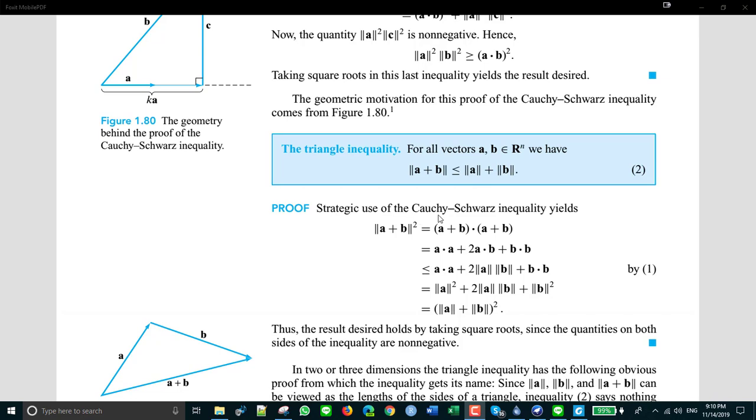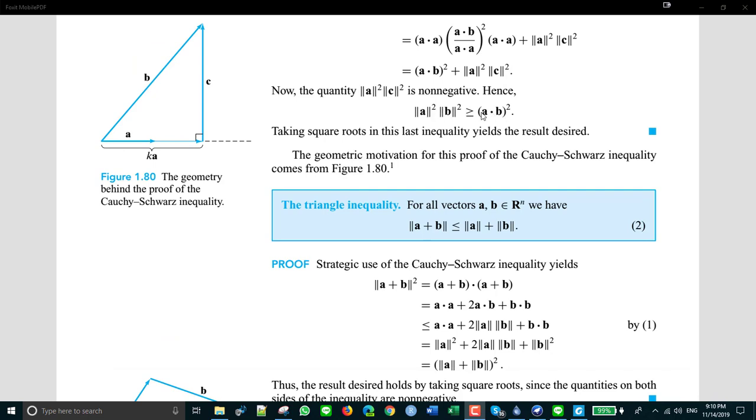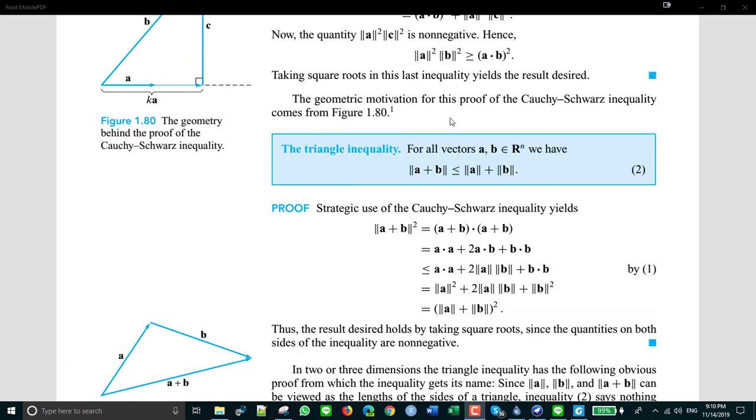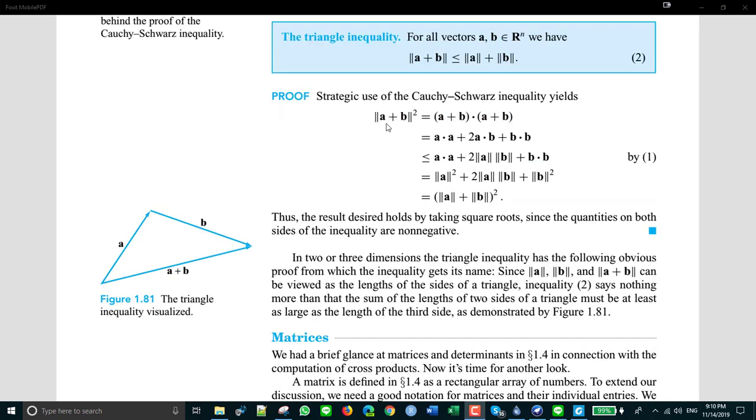So, strategic use of the Cauchy-Schwarz inequality. Again, what is that? If we get rid of the squares here, it's that this is never bigger than, or is less than or equal to, this. The dot product of A and B is less than the norm times the norm. So let's remember that. And then look at here. So the norm of A plus B squared is, remember the norm of A plus B is the square root of A plus B dot A plus B, but if we square it, we get this. And then we proved some properties about the dot product somewhere back in section 1.2. So we can do this. This is legal for the dot product.